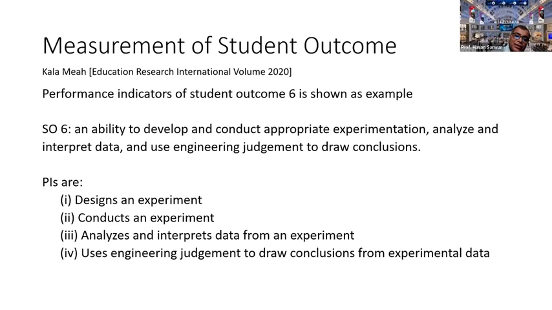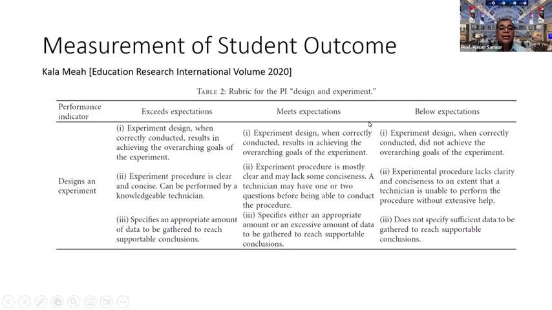So they have broken down the full student outcome into 4 performance indicators. We can see from here that breaking down an outcome into performance indicators is also the choice of the supervisor of the program. Here are 4 performance indicators, and you can see how the rubric has been set up. The rubric mentions 3 levels of outcome: exceeds expectations, meets expectations, and below expectations.